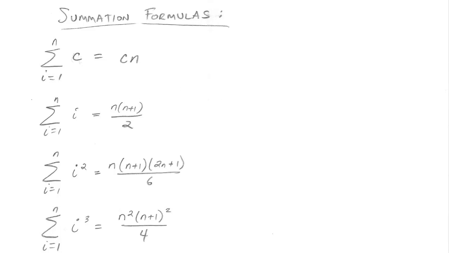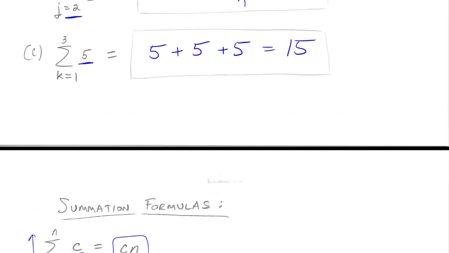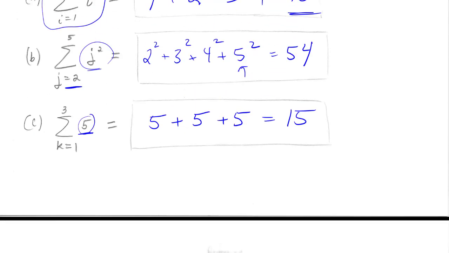So as we saw in the last one, if you sum the same constant c, i equals 1 to n, you're really just adding c n times. That's the same thing as getting c times n, which is in fact what we got back here. We added 5 3 times.